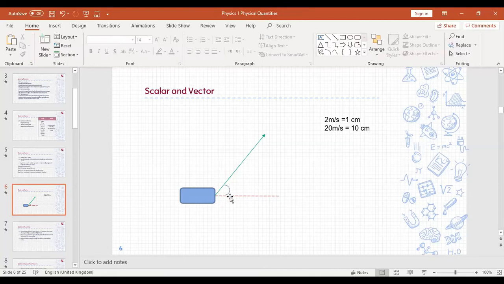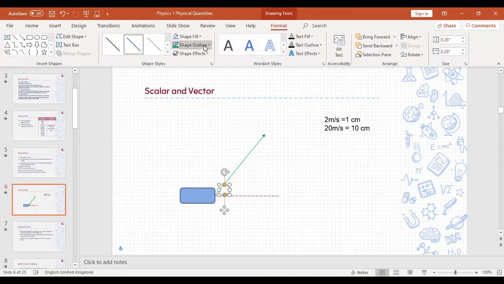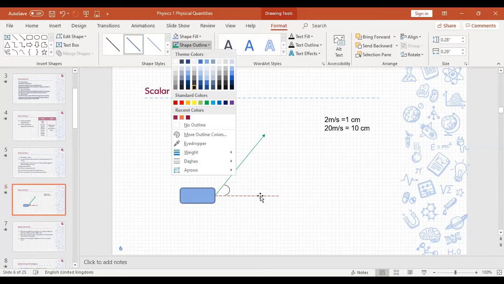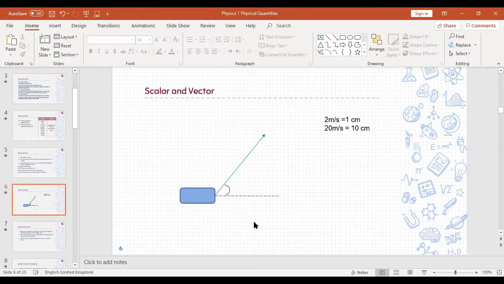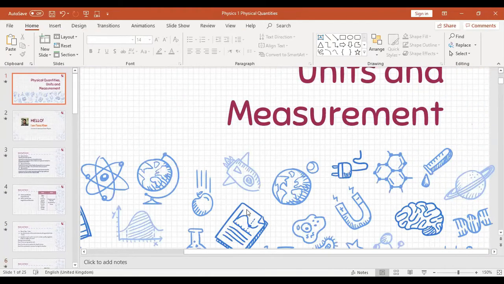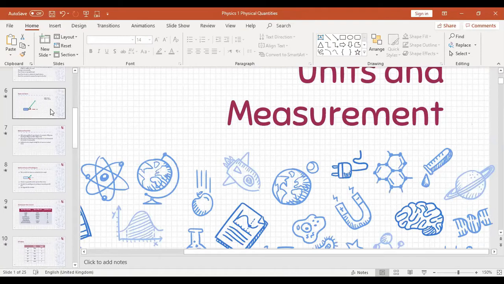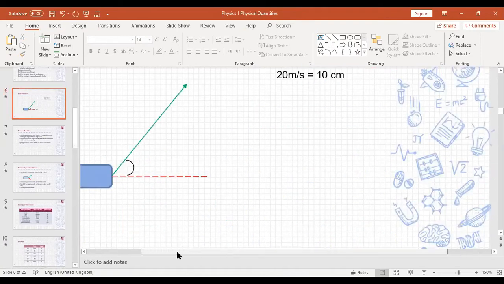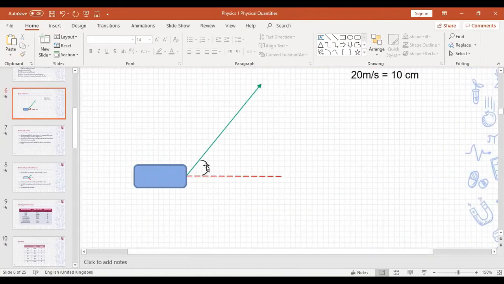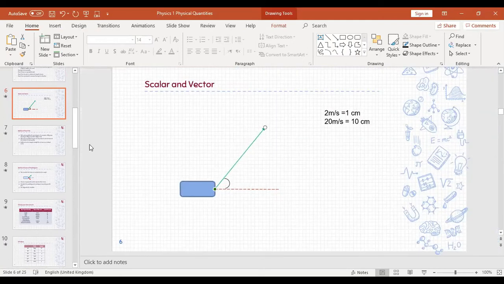This angle here should be 45 degrees on paper by a protractor. This is what you're going to be looking at. This angle should be 45 degrees on paper, and this line should be of 10 centimeter, denoting a 20 meter per second vector. All right. Moving on.